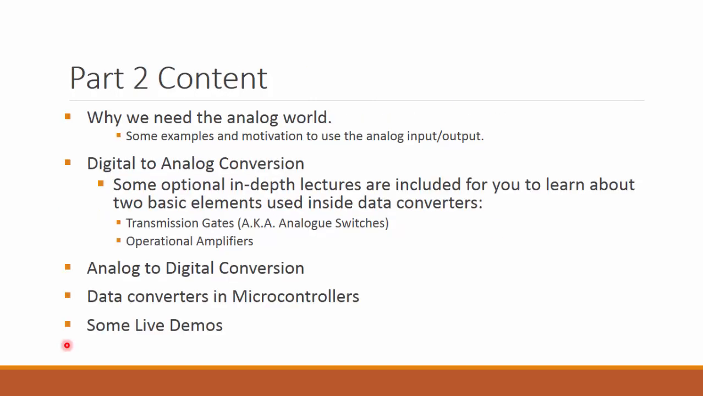So roughly, the content of this second course is shown here. First, I'll show you some examples and motivation as to why analog interfacing is important. Then we'll get right down to business, first with digital to analog converters, and then with analog to digital converters. But before we talk about these two, there are some optional lectures on basic elements that are used throughout the design of both types of data converters. And these two basic elements are transmission gates or analog switches and operational amplifiers.